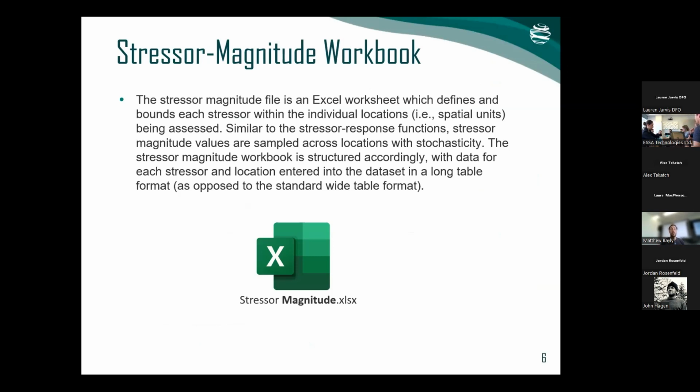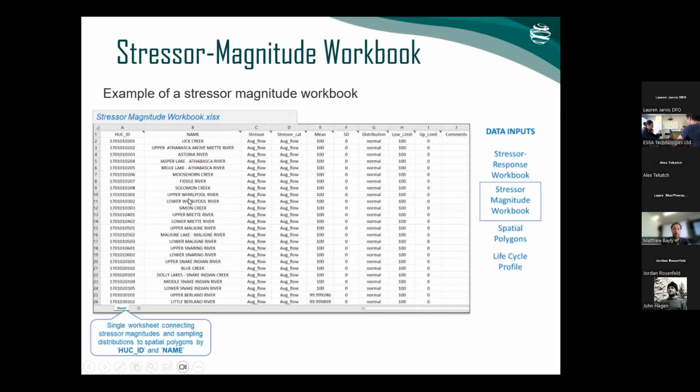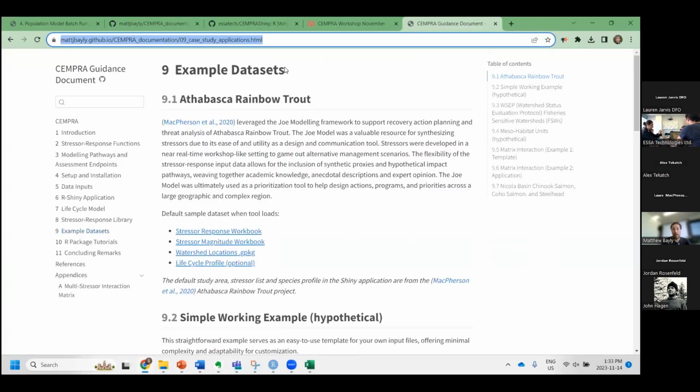And so this is like for each of your locations, what are the actual stressor values there? So like, what is the temperature, what is the sediment, and so on too. And then in the CEMPRA toolbox, this input's described as the stressor magnitude workbook. So similar to the stressor response workbook, it's an Excel input here. It's just a single worksheet, but I'll just show an example here because it might be easier for you to look at in Excel.